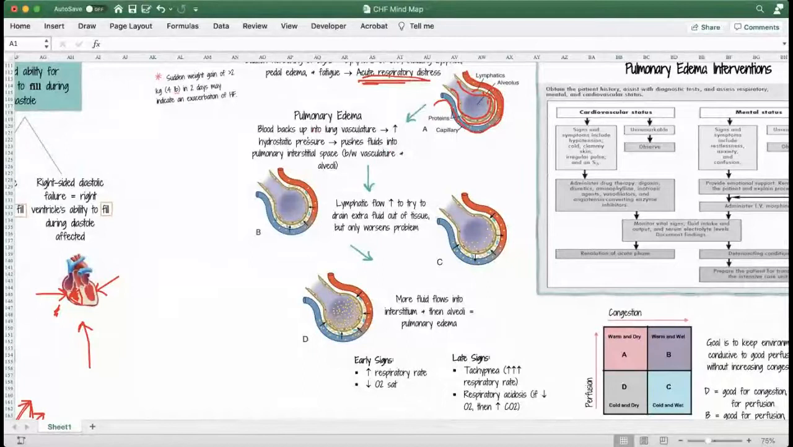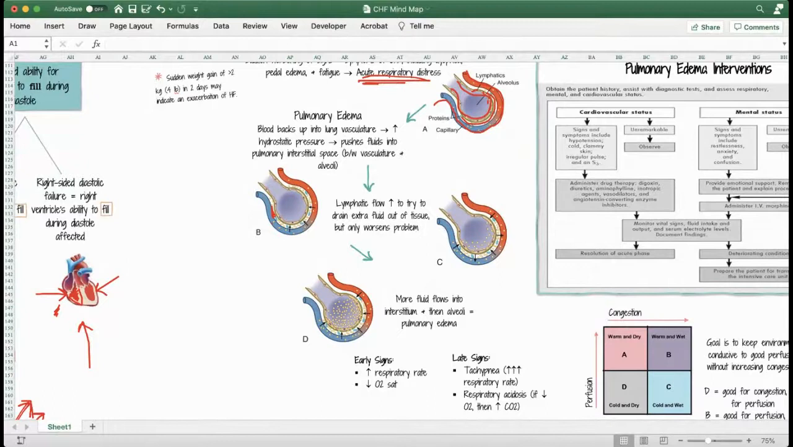And so in pulmonary edema, what's happening is you have that backup from the left ventricle backing up all the way into the lungs, and it increases the hydrostatic pressure, meaning it's pushing that fluid out of the venules and capillaries and into this interstitial space, the space in between the capillary and the venule. That's kind of the first stage of it.